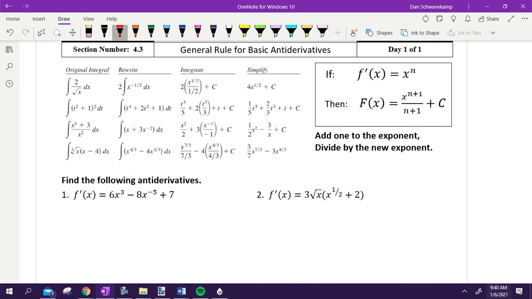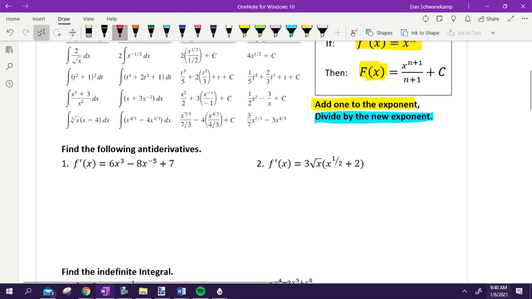We are doing the opposite of a derivative. We're starting with the derivative and getting back to the original. To do that, we are going to add 1 to the exponents and then divide by the new exponent. Those are our 2 steps. Add 1 to our exponent and then divide by that new exponent. Those are our concepts that we're going to deal with here. And then always, we are going to include plus C because there could have been a constant, and when I took the derivative, it went away.